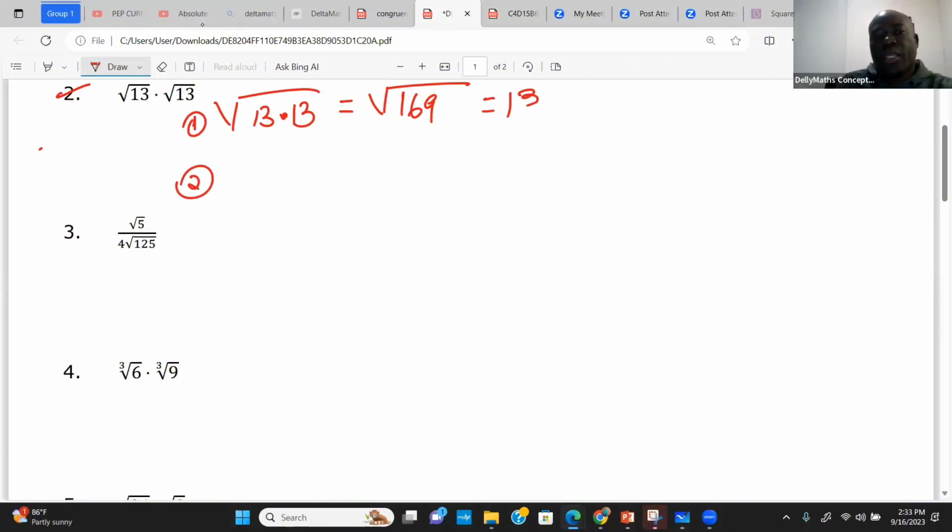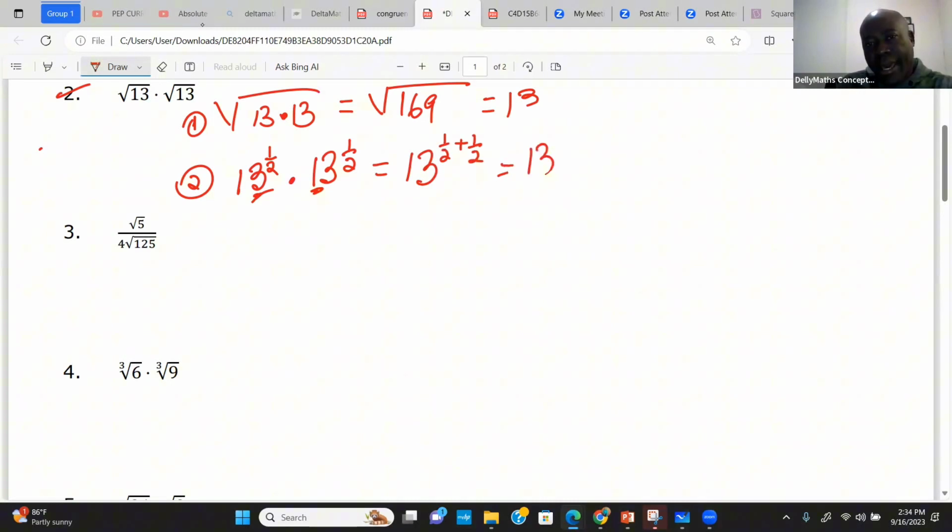Another way is to interpret the root of 13 in exponent form, which is going to be a rational exponent. For example, the root of 13 is the same thing as 13 raised to the half. And we're going to multiply that by 13 raised to the half. Remember, one of the rules of exponents is that when you multiply the same base, as you can see, 13 times 13 here, we keep the base and we add the exponents.